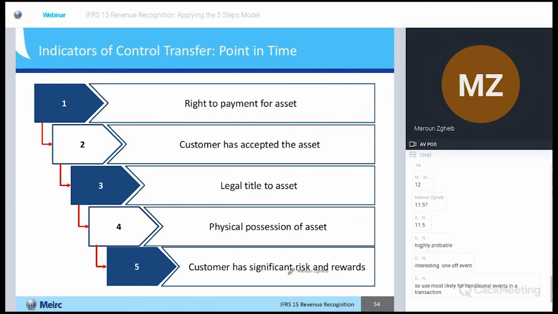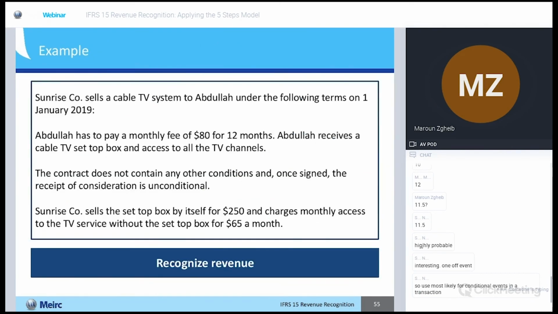In the past, under IAS 18, all the focus was transfer of risk and reward. Under IAS 18, they used to tell you revenue is recognized when there is a significant transfer of risk and reward. Under IFRS 15, the words risk and reward still exist, but within the component of control. So from now on, you have to focus on control. When does control transfer? Control transfers when you have the right to payment, when the customer accepted, or the legal title of the asset transferred, or the customer has the physical possession, plus there is a significant transfer of risks and rewards. And those are the indicators of control.